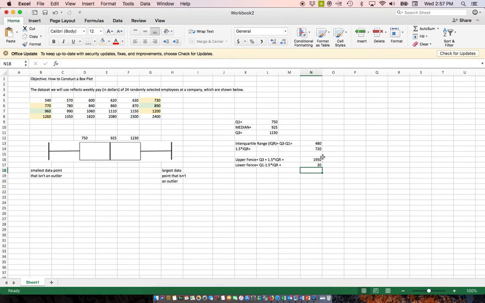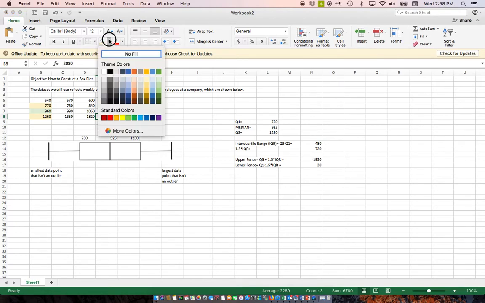Okay, now we don't plot the fences, if you will, on the box plot. The way we use the fences is, let's start with this 1950. So we want to look and see, where does 1950 fall on the upper end of this data array? Well, 1950 falls between 1820 and 2080. Okay, so the fact that these 3 numbers, 2080, 2300, and 2400, are larger than 1950, that makes them outliers, okay?